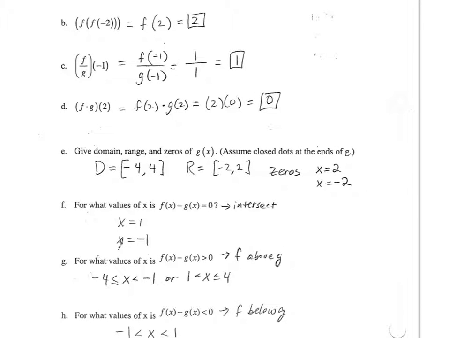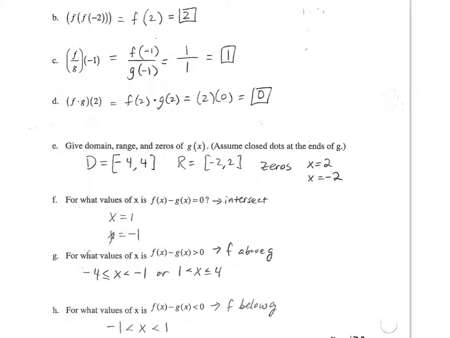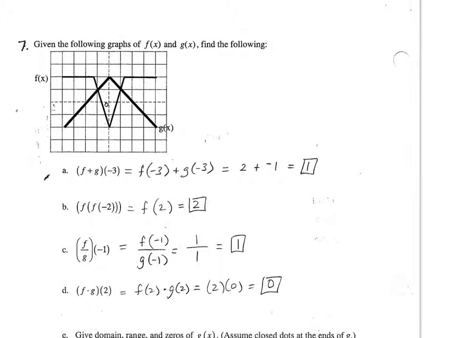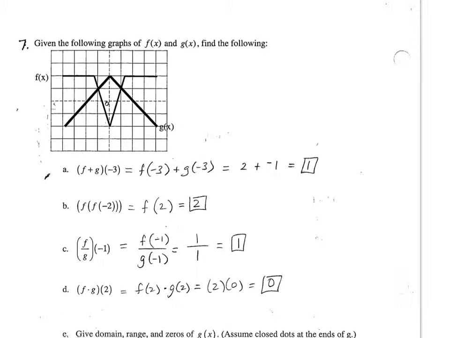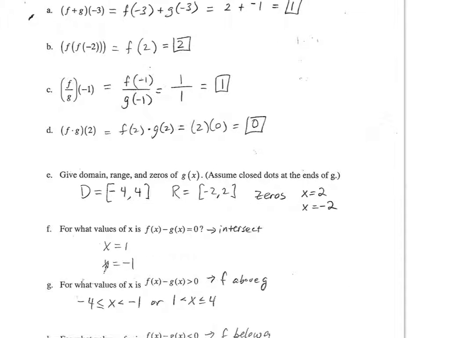Where is f minus g of x greater than 0? That's wherever f is above g. So I'm looking on this graph up here, and I notice that f is above g over here, as well as here. So if I give those intervals where f is above g, we've got two answers to give: from minus 4 to minus 1, and from 1 to 4.